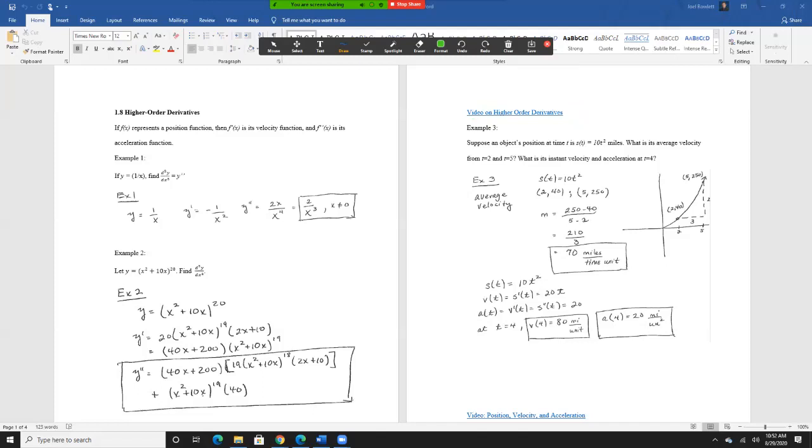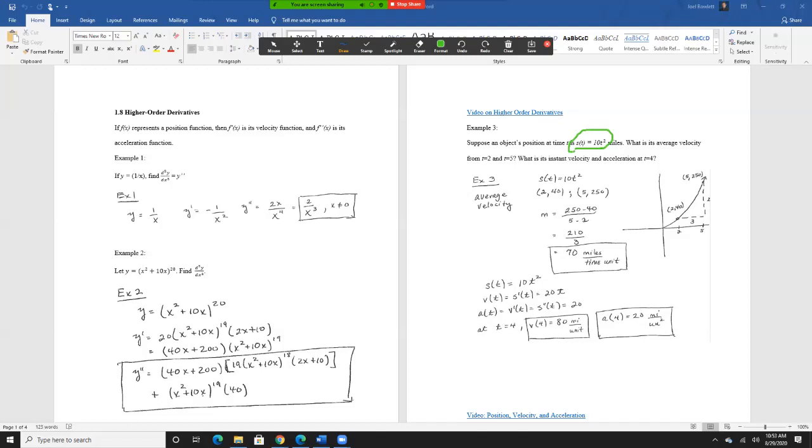Example 3. Suppose an object's position at time t is given by this position function, s of t is equal to 10t squared miles. So what does that mean? Let's talk about that for a second. Suppose you want to know how far an object has traveled if it is traveling according to this function.